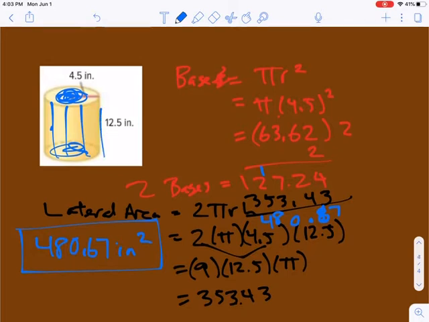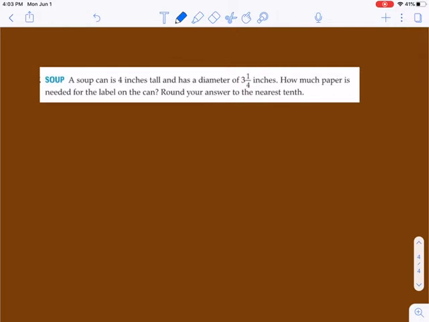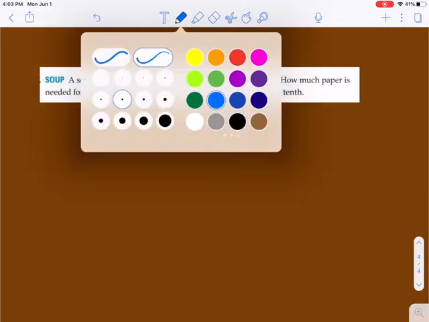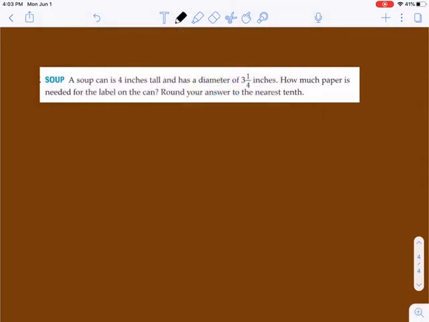All right, let's take a look at another problem. A soup can. I love talking about soup. The soup can is 4 inches tall, and has a diameter of 3 1/4 inches. How much paper is needed for the label on the can?